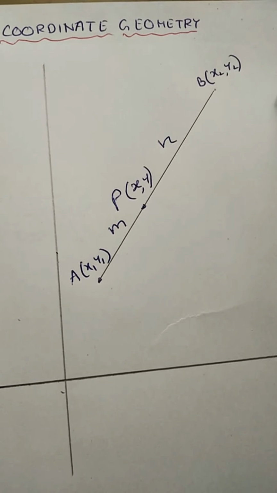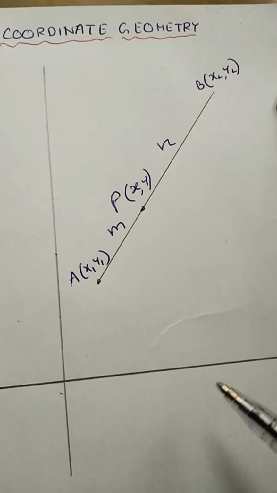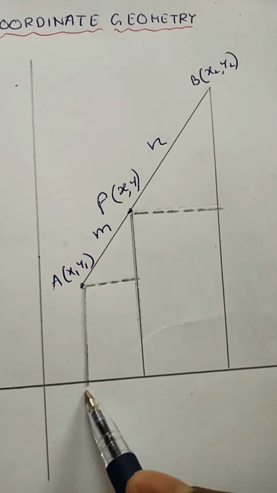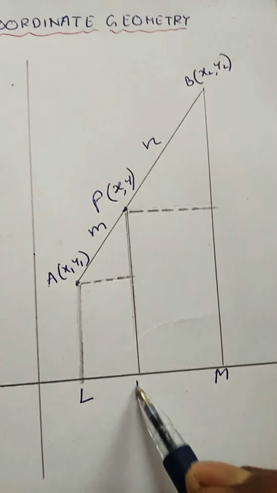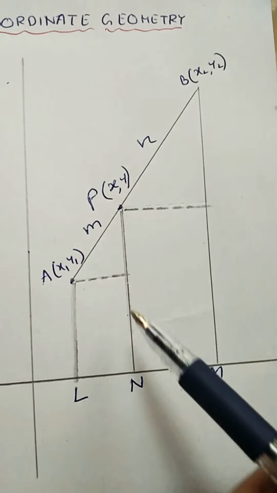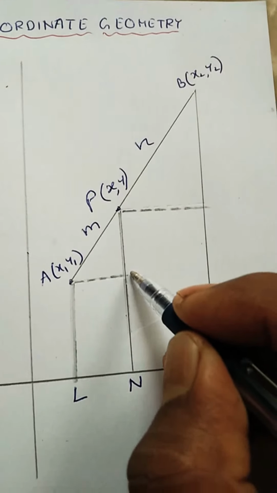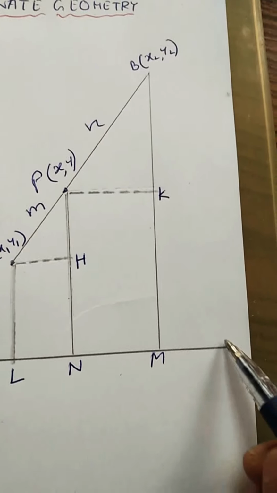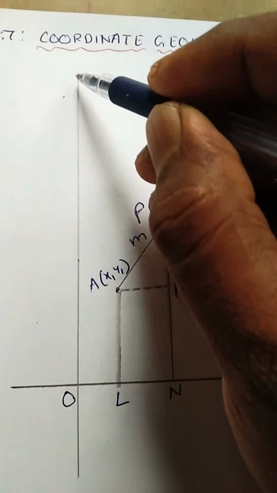For this, first of all, we have to draw perpendiculars from points A, P and B to the x-axis. So let these points be L, then say it is M and let it be N. Now at the same time we need to draw perpendiculars from A to PN and from P to BM. So let them be H and K. This is our x-axis, this is the origin and this is our y-axis.